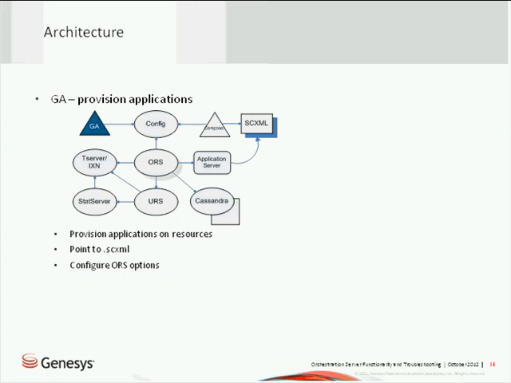So GA is going to be used to provision applications and resources. You could probably compare that to loading strategies in IRD. So you're going to be able to go into GA and provision applications. It's also going to be where you can point to SEXML. So when you design these applications, you've got to point it to an app server somewhere, and that's where you're going to find that. As well, it's what you use to configure all your ORS options. So just like any other standard Genesis application.